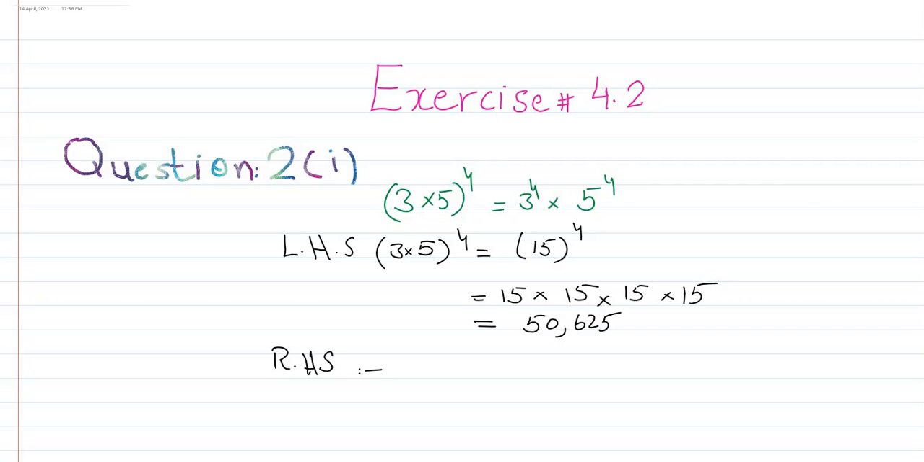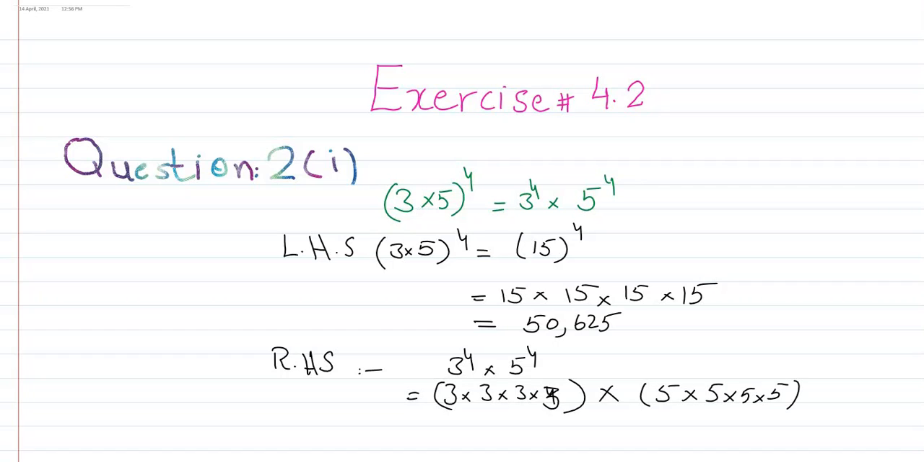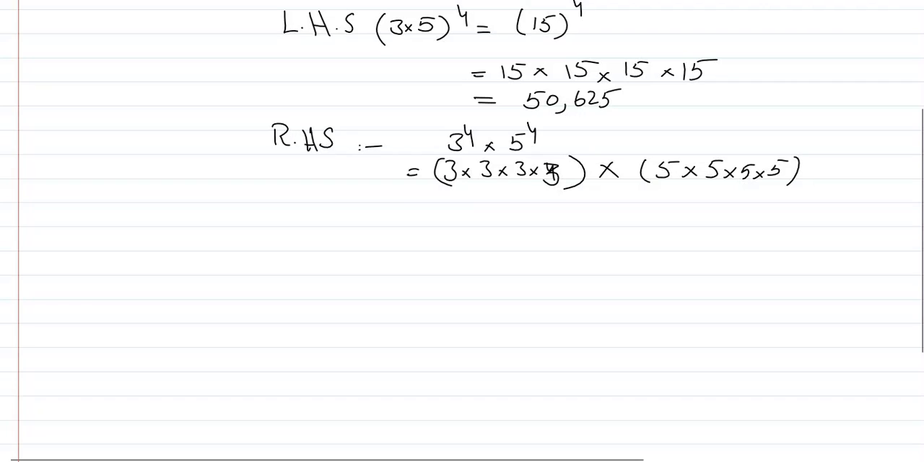Now we are solving its right hand side. Its right hand side is 3 raised to power 4 multiplied by 5 raised to power 4. It means 3 is multiplying how many times? 4 times. And also 5 is multiplying how many times? 4 times. Now 3 times 3 is 9, 3 times 9 is 27, 3 times 27 is 81, 5 times 5 is 25, 25 times 5 is 125, 125 times 5 is 625. So here we get 625.